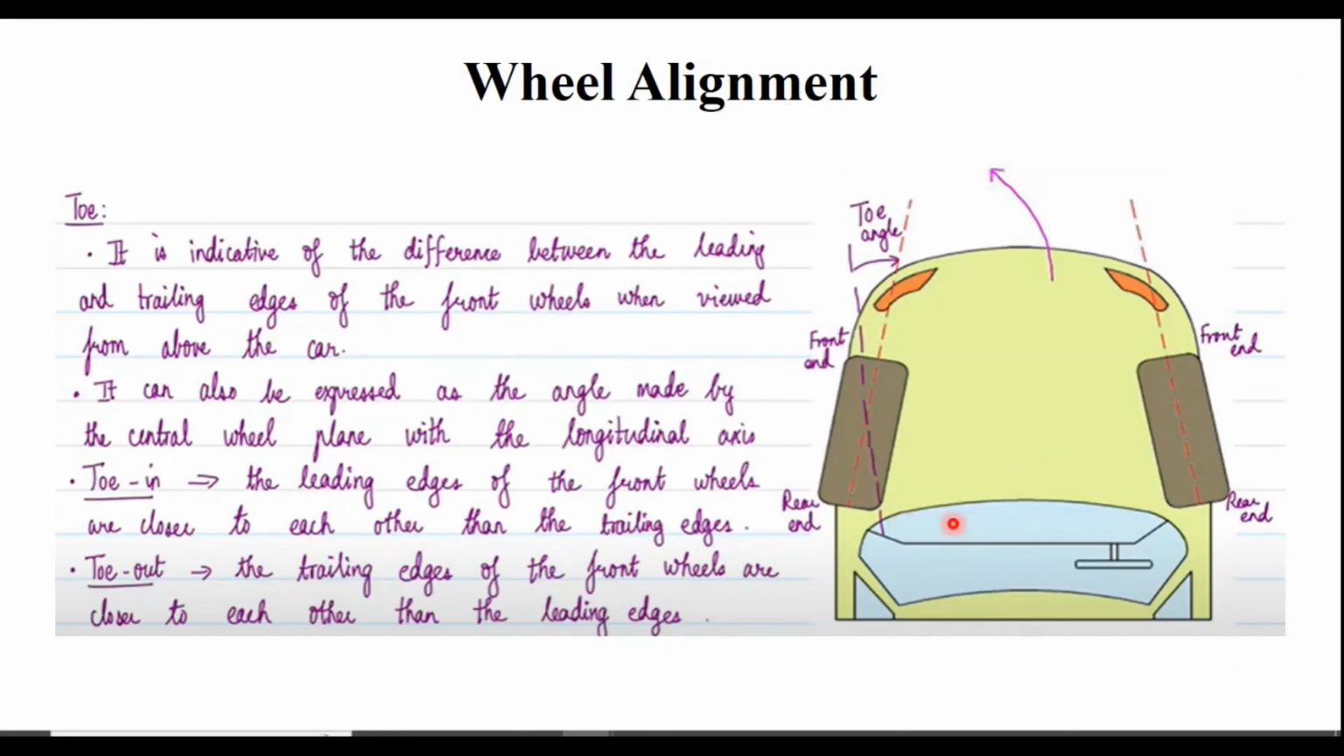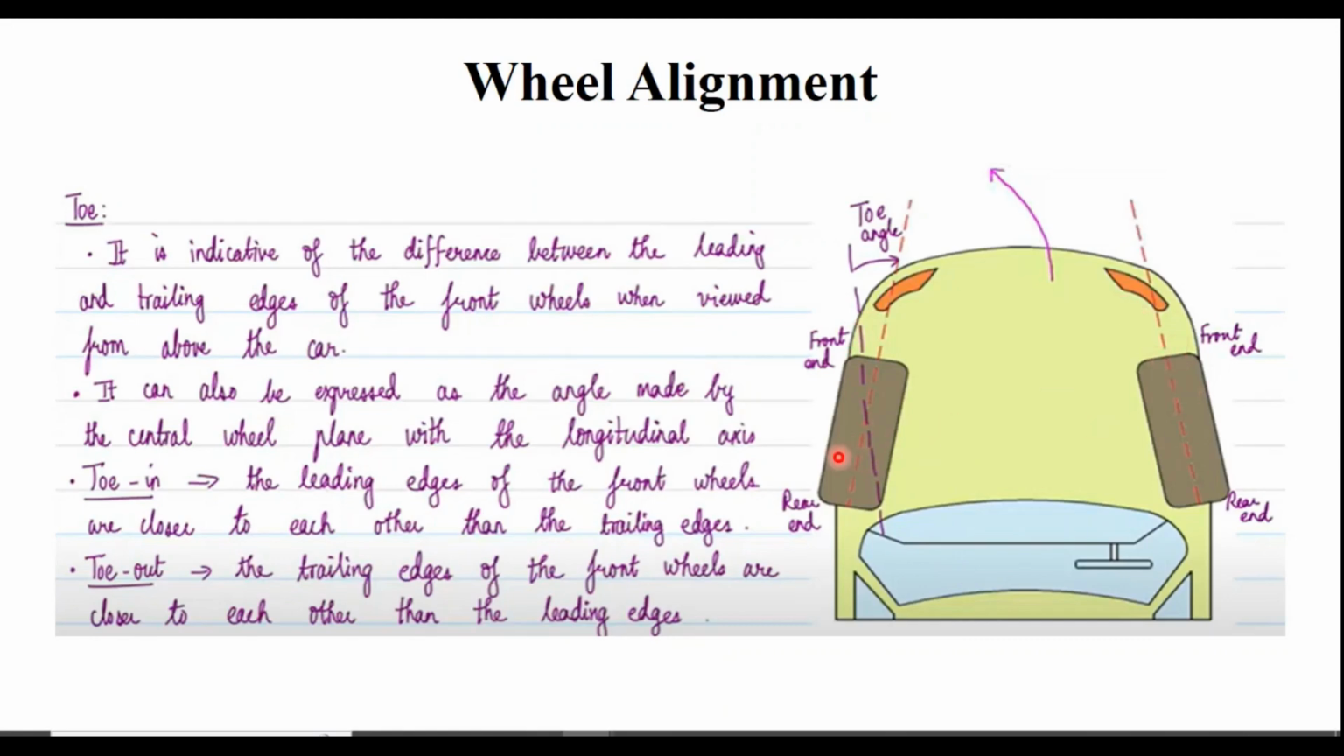When I'm viewing the vehicle from above, it's called, sorry, it's basically a bottom view. Okay, because you are seeing the vehicle from the top and you are viewing it down. So you are standing above the car, and when you view it from above, this will be the view. Okay, this is the view, and this is the front end of the car.